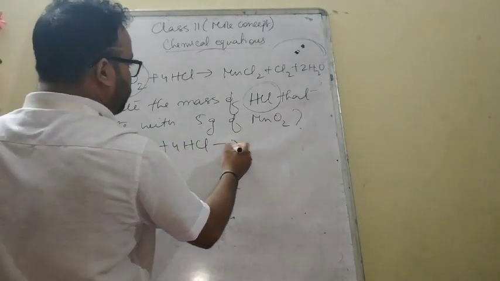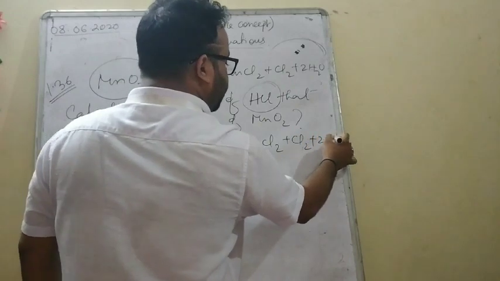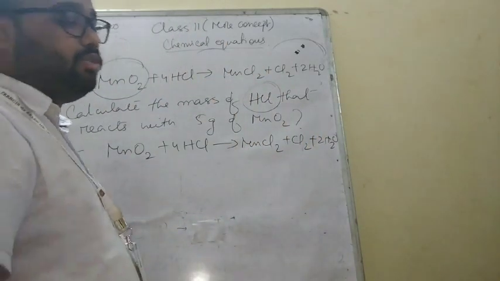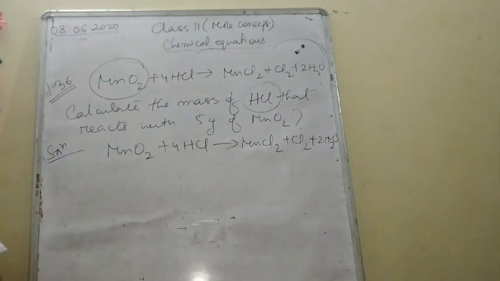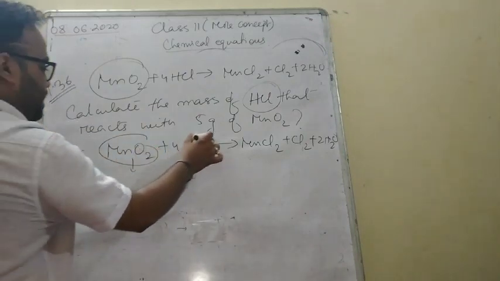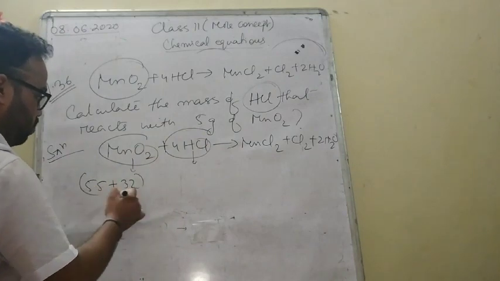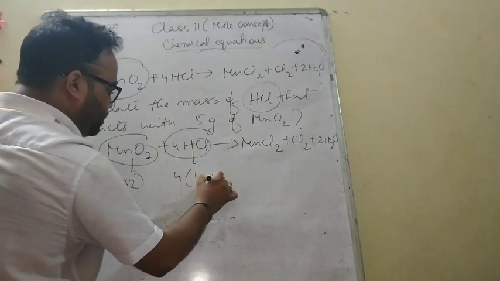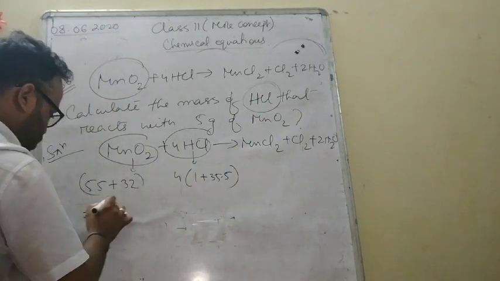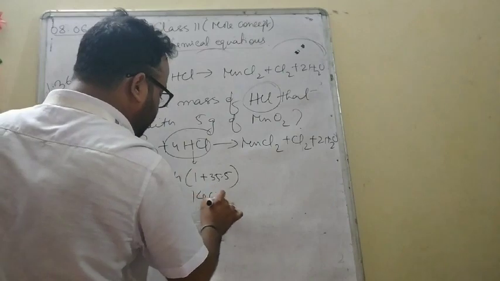You are concerned with only, if I write the equation, as I said, sometimes the equation is given, sometimes not given. So in this case, the equation is given. Okay. So I write the original mass of this and I write the original mass of this. So this will be 55 plus 32 and this will be 4 into 1 plus 35.5. So this comes to 87 gram and this comes to 146 gram.